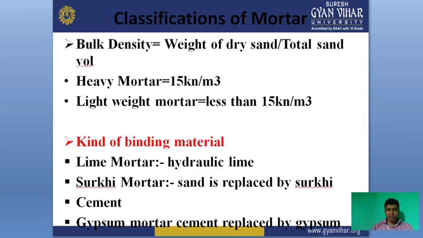The different types of mortar used for plastering are, as I earlier told, cement mortar, and then lime mortar is also used for plastering. The third one is composite mortar. First I will tell you about the cement mortar.